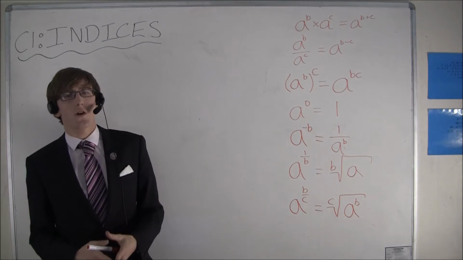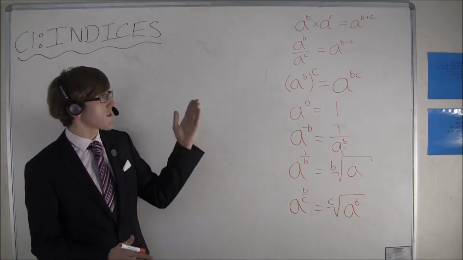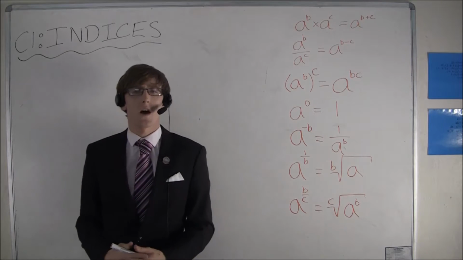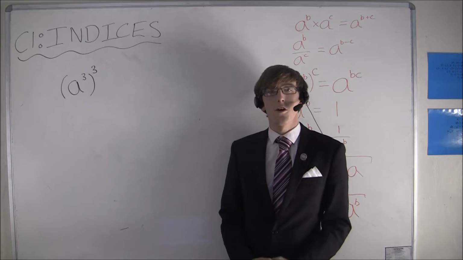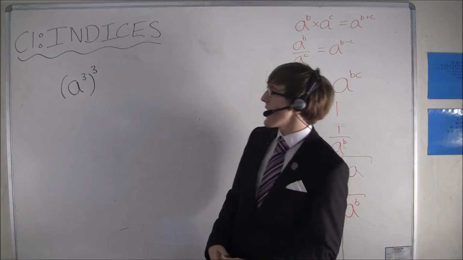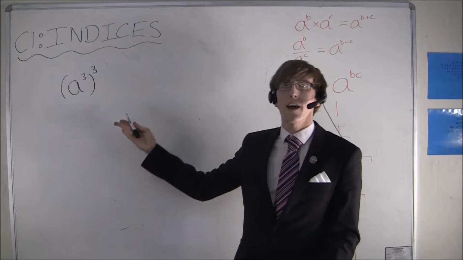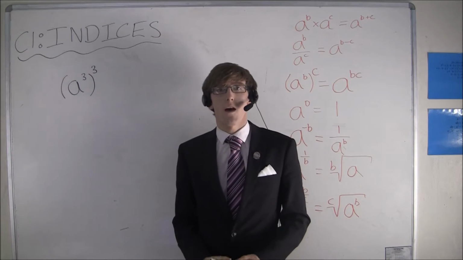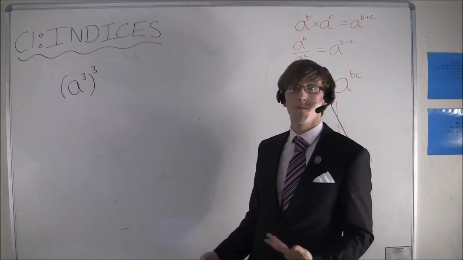So now we're going to have a look at a few example questions where these rules are useful, so you can see how they're applied. The first question we're going to look at is how would we simplify a to the power of 3 all to the power of 3, or a cubed cubed.